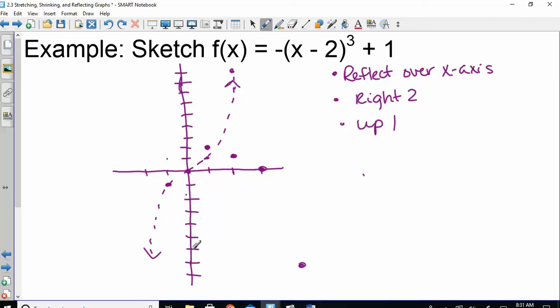Cool. We're going off the graph. If I took negative 2, negative 8 and flipped it, it goes to negative 2, positive 8, and we go right 2 and up 1. So it looks like this. Yeah, I got it.